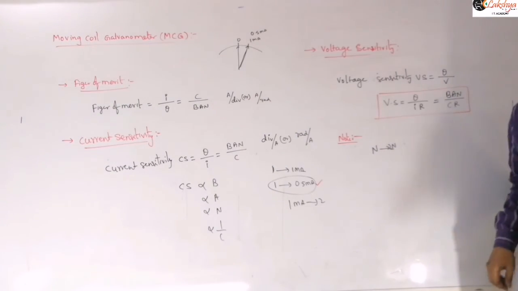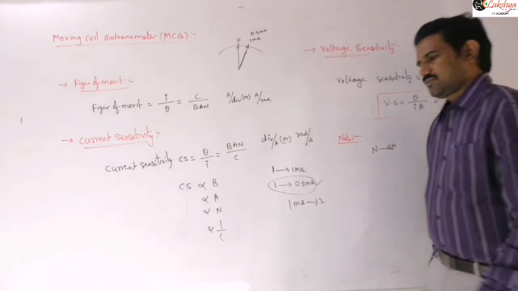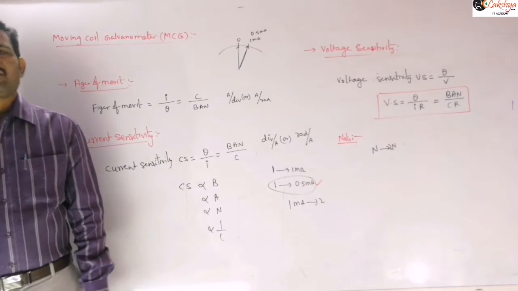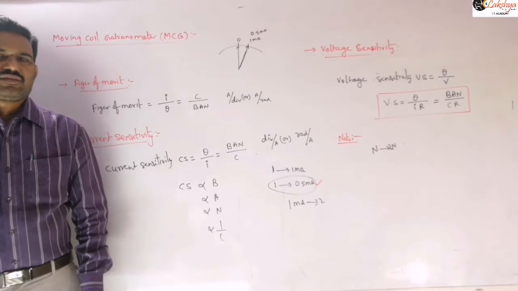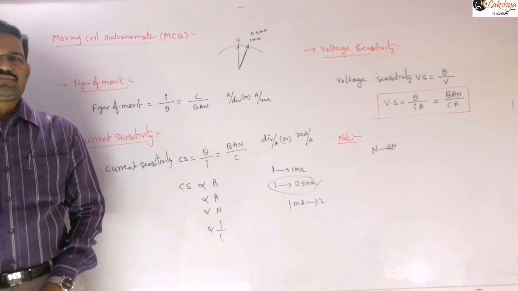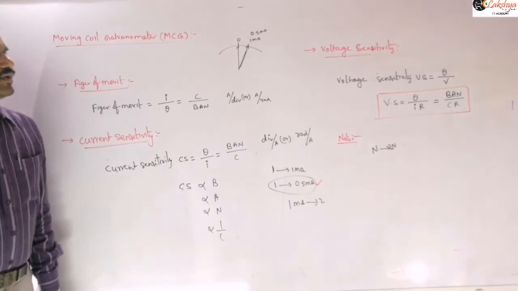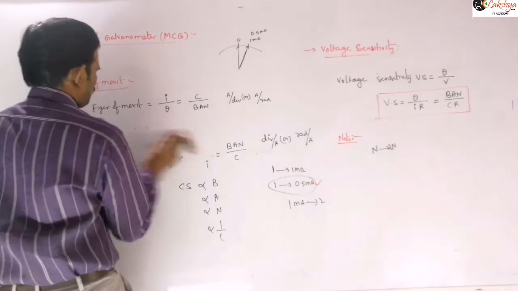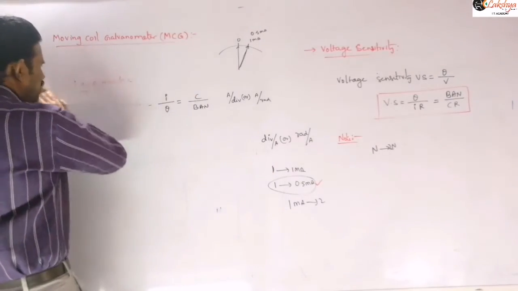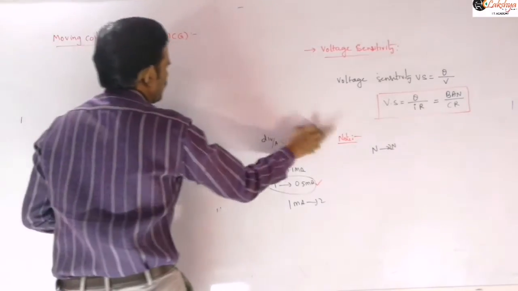If the given galvanometer shows more deflection for small current, then it is said to be more sensitive when compared to the other devices, the other galvanometers.